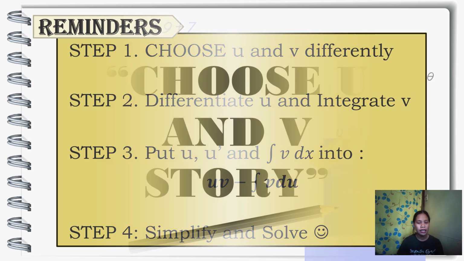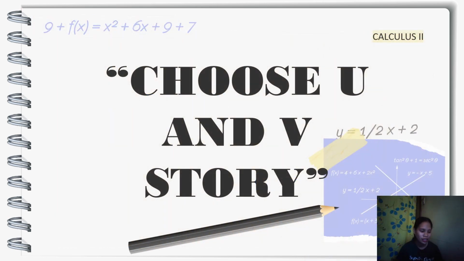So about choosing a u and a v: choose a u that gets simpler when you differentiate it, and a v that doesn't get any more complicated when you integrate it.